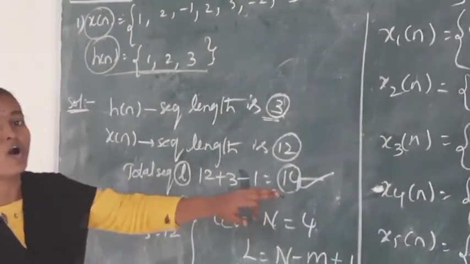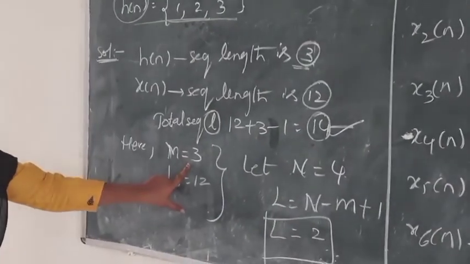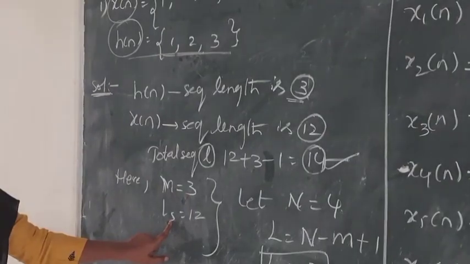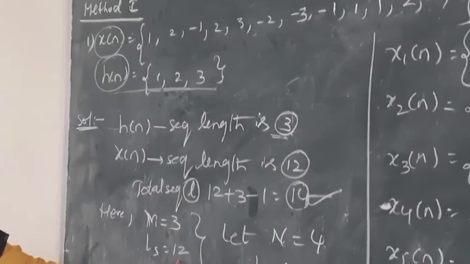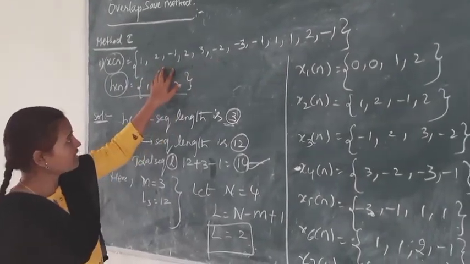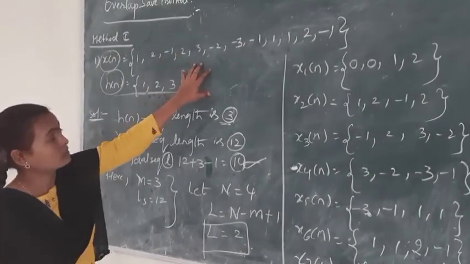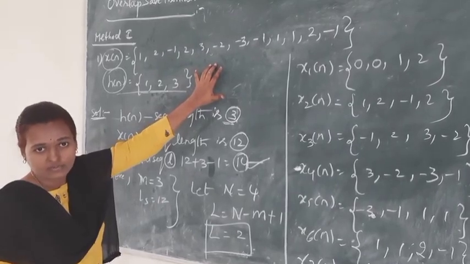Then after that, how do we solve the problem? First, here m is equal to 3, that is the h of n sequence length, and Ls is nothing but the total input sequence length, that is 12. Clear? Next, the sequence length should be, see here, total 12.